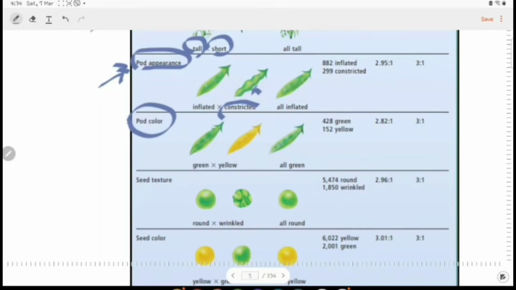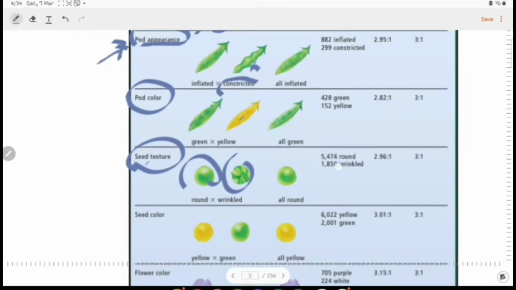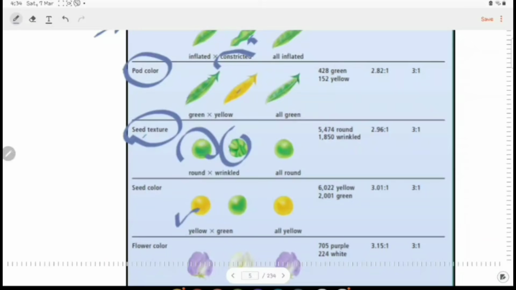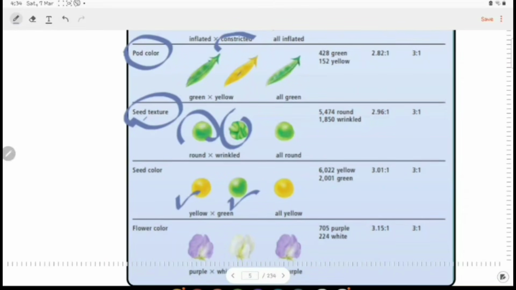The other character that we have in the pea plant is the pod color. For the color of the pod, you have either green or yellow. What about the texture of the seed? The texture of the seed is also a character, and we have round and wrinkled. For the seed color, you have yellow and also green. What about the flower color? For the flower color, there are purple and white.